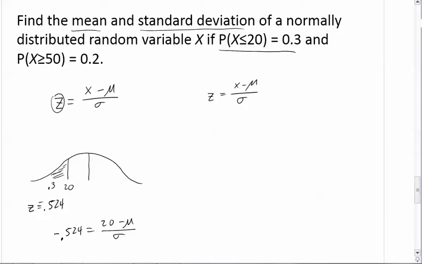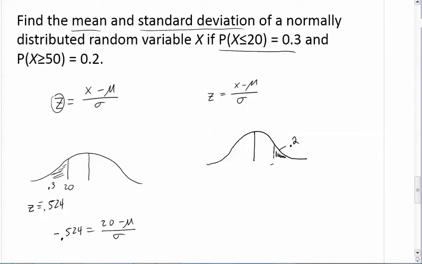Now let's see if we can do the same thing with the 50 over here. So I've got my curve. Here's the average. Now it says the probability of it being greater than 50 is 0.2. Well, the probability of it being greater than the average is 50%. So if I want a smaller value, then I'm going to have to come out here, which means this area over here is 0.2. All right?